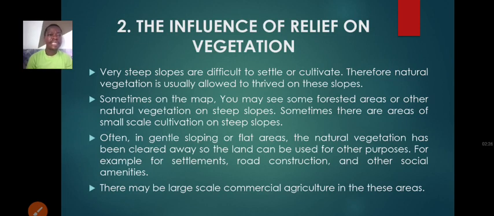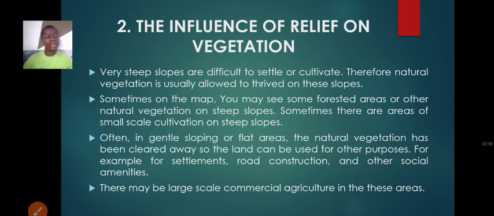Now, very steep slopes are difficult to settle or cultivate. Normally if you check on our mountains, on highlands, you don't normally see settlement or people living on the steep side of a mountain because it would not be easy for them to build houses on an area having that steep slope. So therefore, natural vegetation is usually allowed to thrive or grow on these slopes.